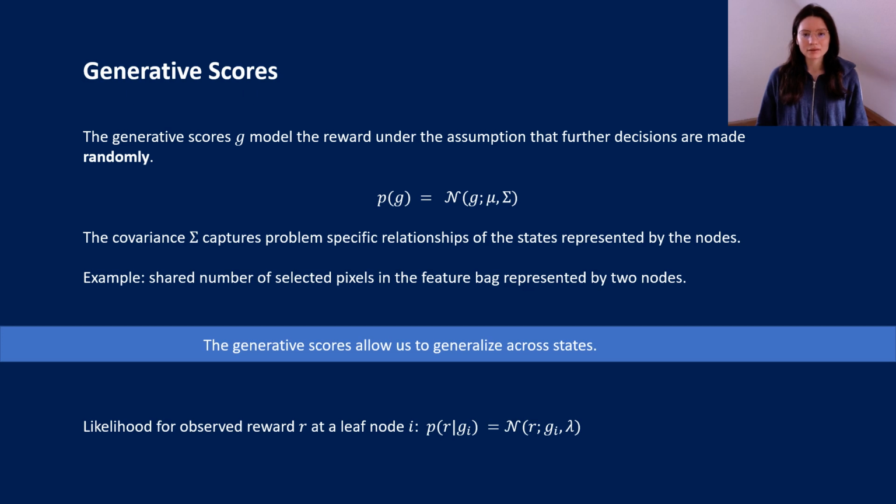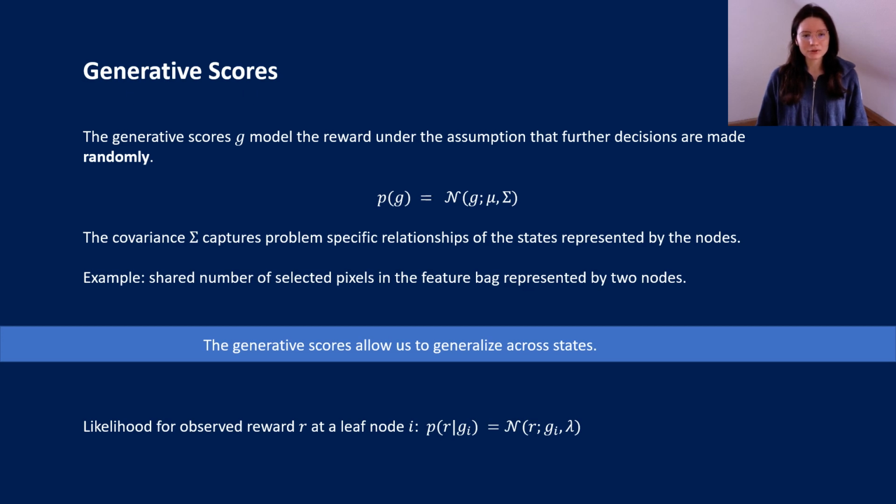The covariance is chosen in a way that reflects the similarity between states. For example, in DAG search for feature selection, we define it as the number of shared features in the feature bags represented by two nodes. Of course, it has to be properly scaled. For the rewards at the leaf nodes, we assume a Gaussian likelihood with a small noise scale. This basically fixes the generative scores of observed leaves to their rewards.